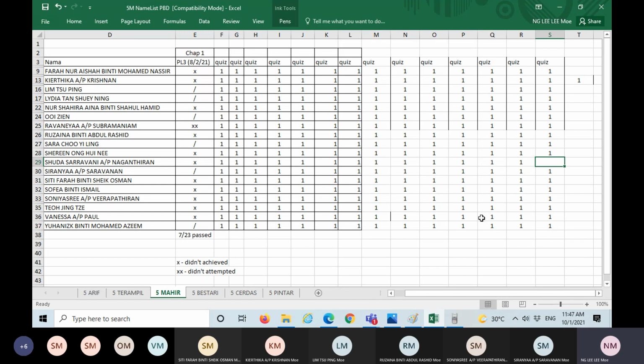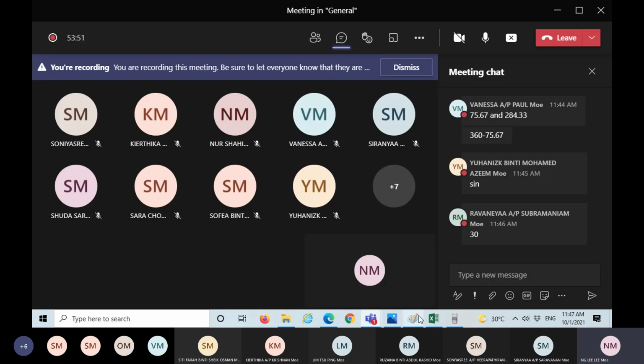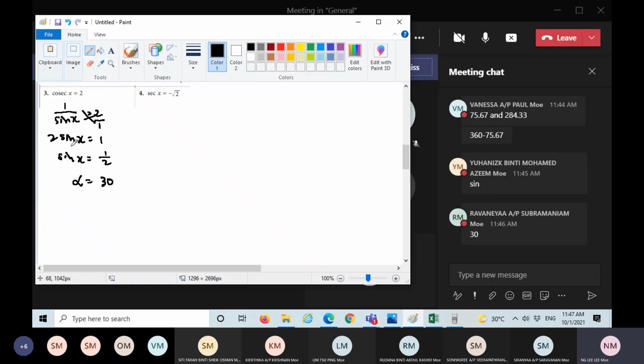Next will be Sudha. Sudha, can you answer my questions? This one, sine is positive. In which quadrant?